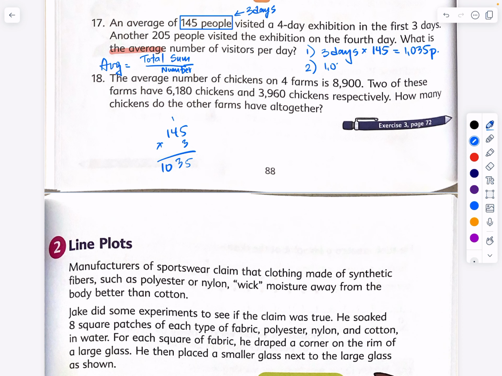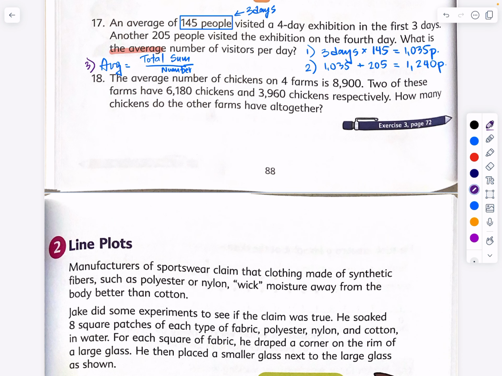So 1,035 plus 205 more, okay? It gives us 1,240 people who visited on 4 days. Can we find the average now? Of course we can. Step 3.